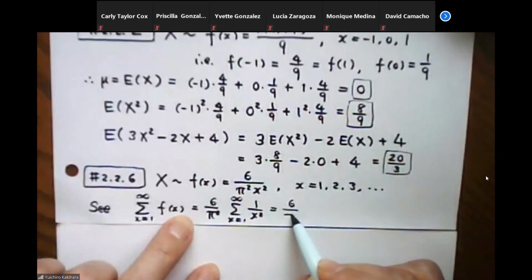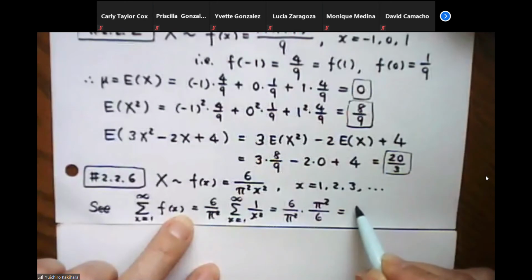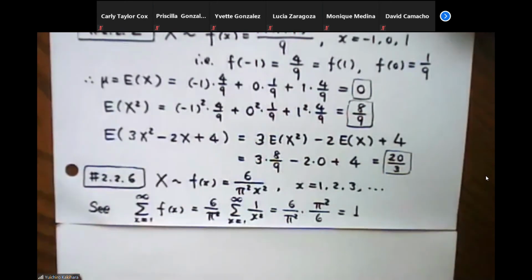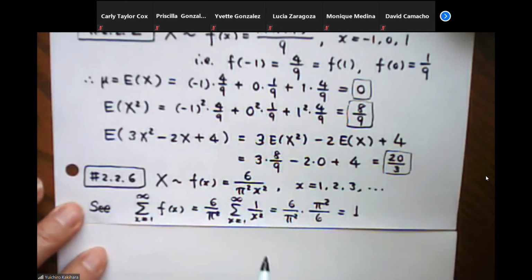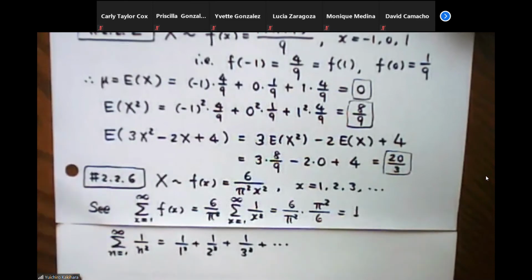Did you know? This is pi squared over 6. Oh my gosh. Yes, that is correct. And then this is equal to 1. Okay. And there's a very famous story. We're writing x as a variable, so it's not so comfortable. But if you write it this way, 1 over n squared, and n is equal to 1 through infinity, maybe this is comfortable. This is 1 over 1 squared, plus 1 over 2 squared, plus 1 over 3 squared, plus dot, dot, dot. And this is our sum.